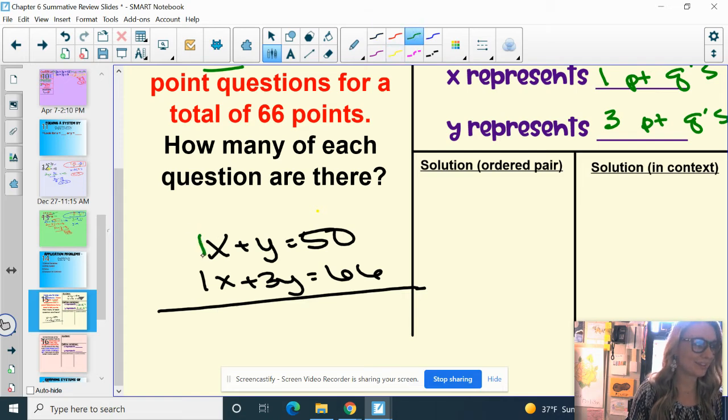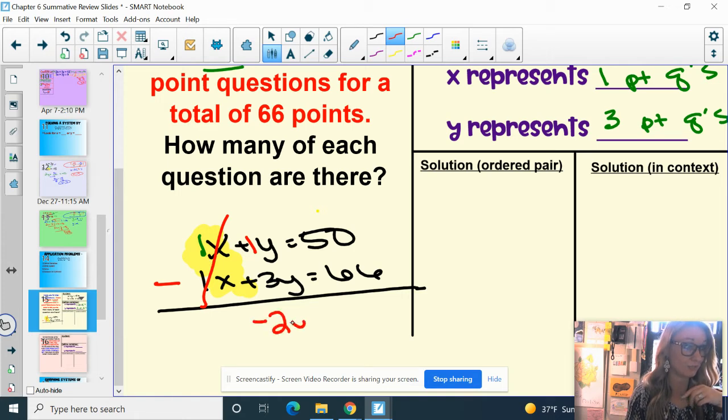And some of your variables are already ready to eliminate. Look, you've got 1x and 1x. This is a good day. You don't even have to multiply anything. So these are ready to eliminate, and they're the same sign, which means we're going to subtract going down. 1y minus 3y is going to give you a negative 2y. 50 minus 66 is going to give you a negative 16. Now, don't be freaked out that you got negatives, because you have it on both sides. So when you divide those, it's going to become positive. Negative 2, negative 2. y is equal to a positive 8.